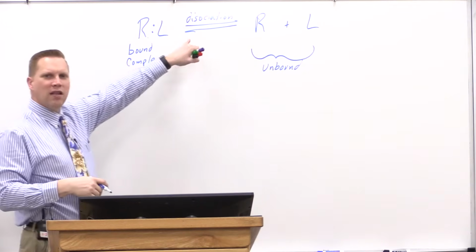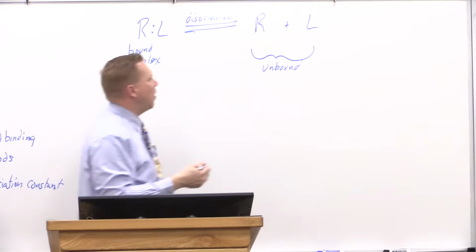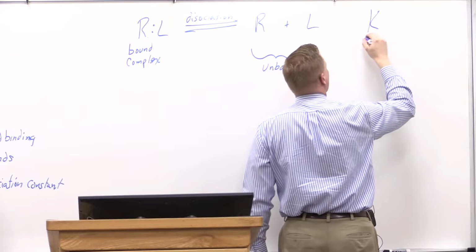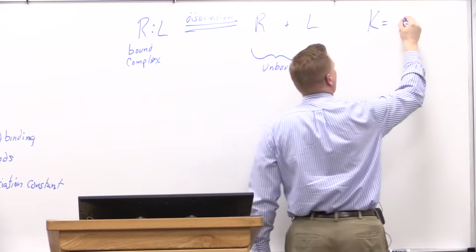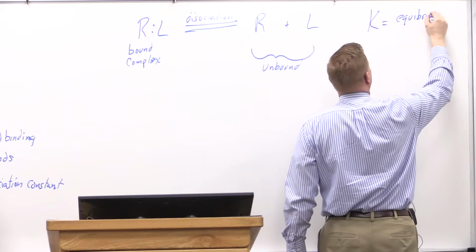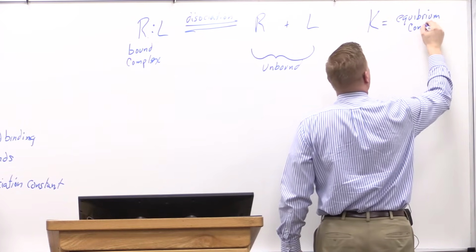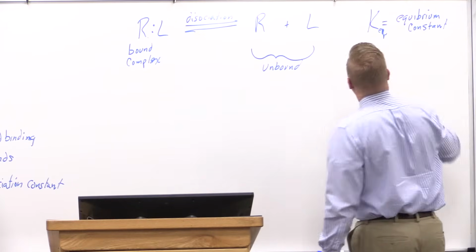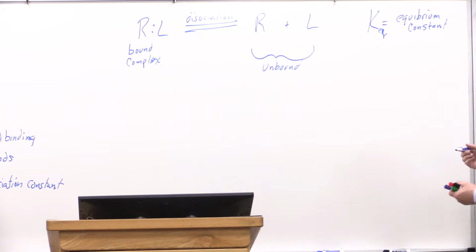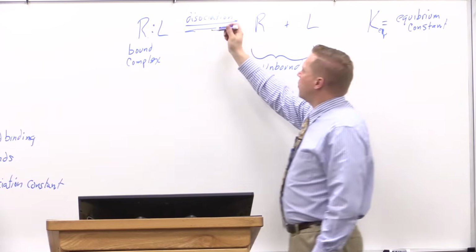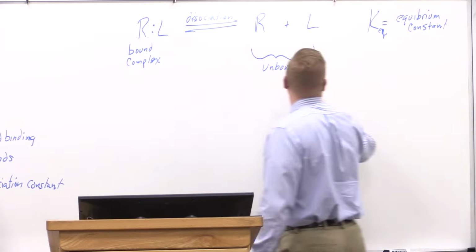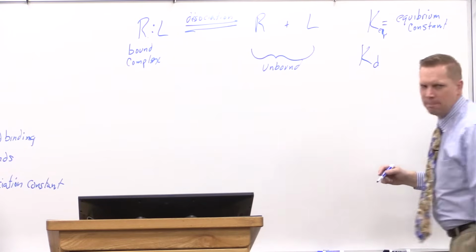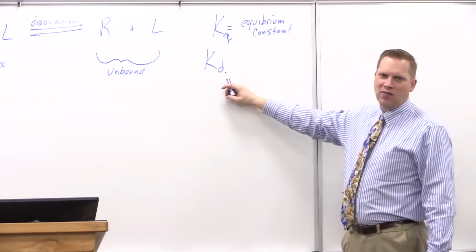So if we consider this to be a chemical reaction, then we've also learned that there's some kind of equilibrium constant, K, for that reaction. We call this a KEQ generally, an equilibrium constant, but we have a specific type of reaction, which is a dissociation reaction. And so we're actually going to call this the KD, the D standing for dissociation.